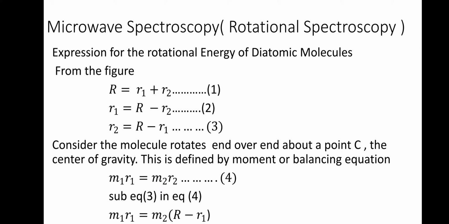Okay, now from this one, this is the center of gravity, this is m1, this is r2. So R is equal to r1 plus r2. Now r1 we can calculate as capital R minus r2. Similarly, r2 is equal to capital R minus r1.